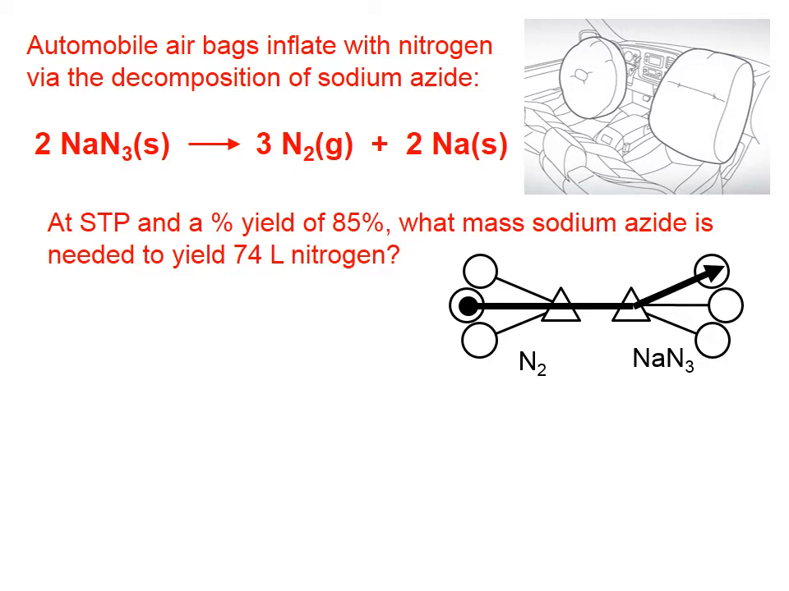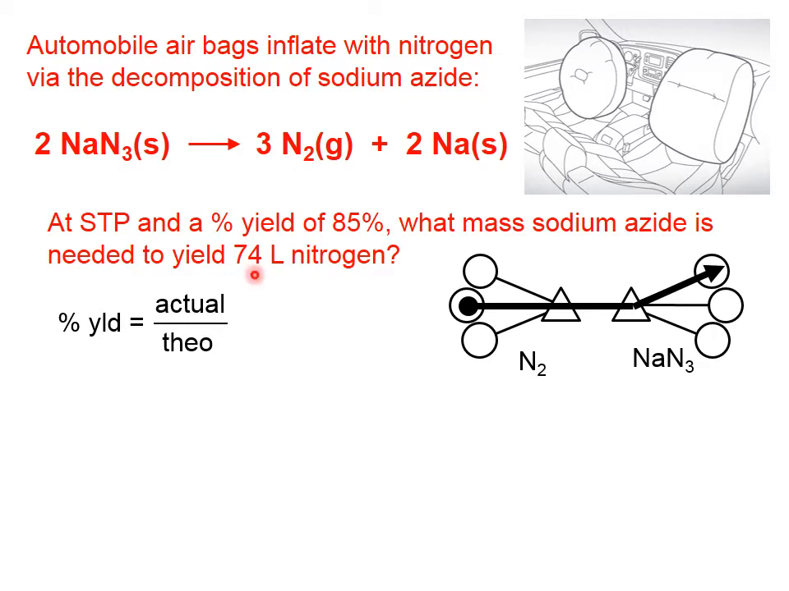Okay, but in this problem we have the percent yield to deal with. So let's write out the percent yield equation. Percent yield is equal to the actual over the theoretical. Notice I've taken out the 100%. So obviously the 85% is going to go on the left side of this equation as 0.85.